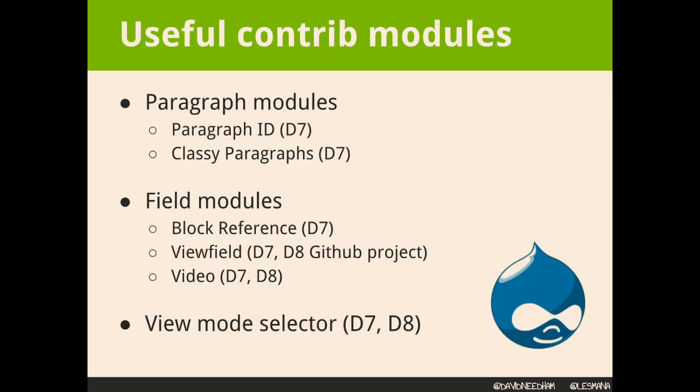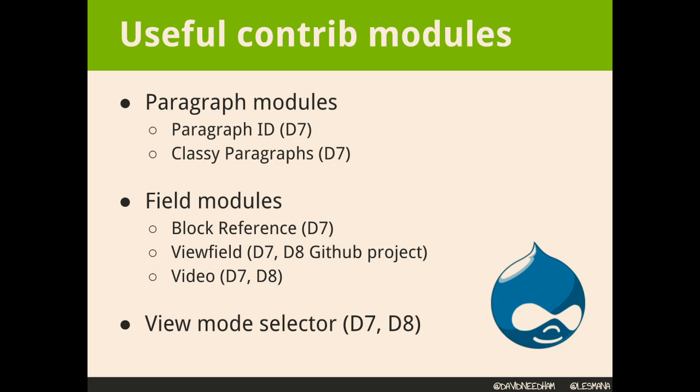There are a few contributed modules that are great with paragraphs. In Drupal 7, there is Paragraph ID and Classy Paragraphs. I found these modules to be really great because Paragraph ID will give each paragraph that you add a unique ID. And I don't mean ID like the ID tag. I think it actually does classes too. So you can theme each individual paragraph with a unique identifier, which is great.